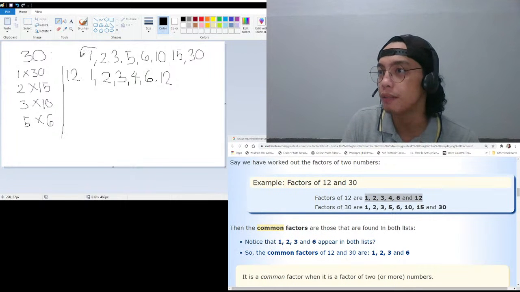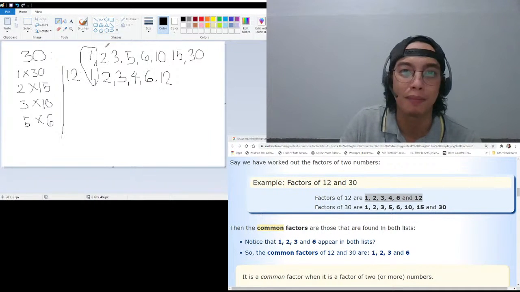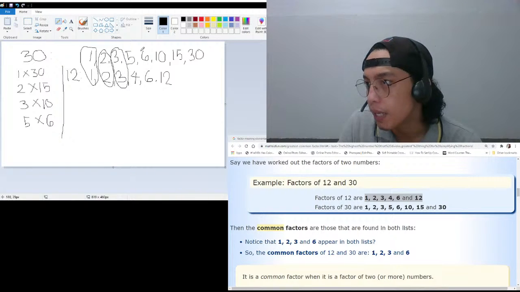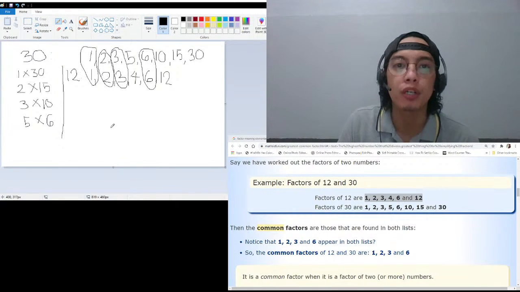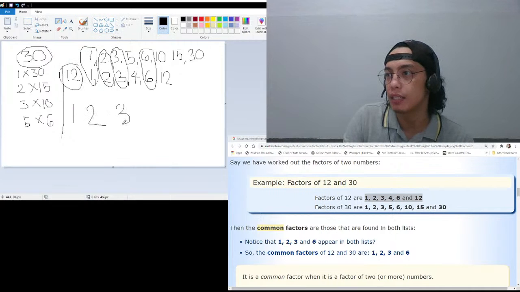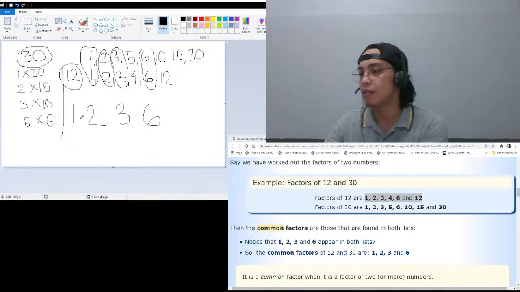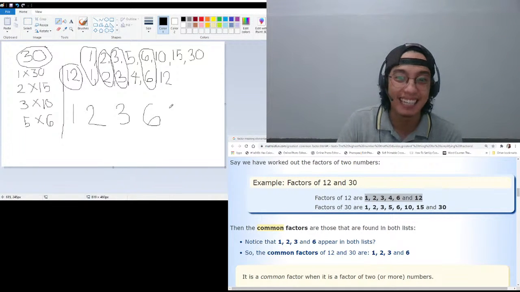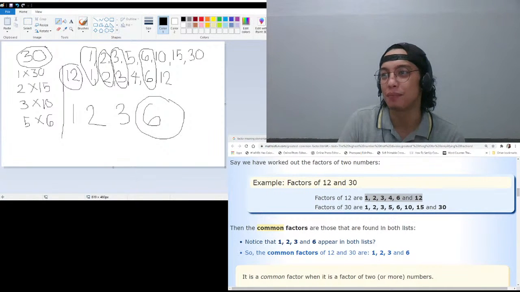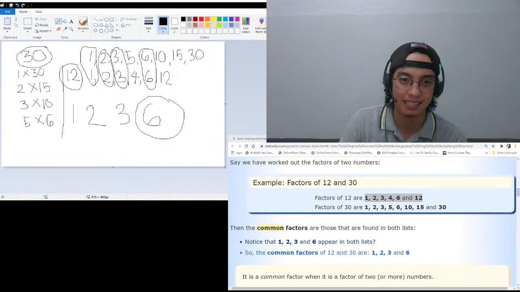Naatay 1 og 1, circle. Naatay 2 og 2. Naatay 3 og 3. Naatay 6 og 6. Ayan. So muna siya yung mga common factors sa 30 o sa 12: 1, 2, 3, o 6. So asa man nila ang hirakan? So it's 6. So the greatest common factor of 30 and 12 is 6.